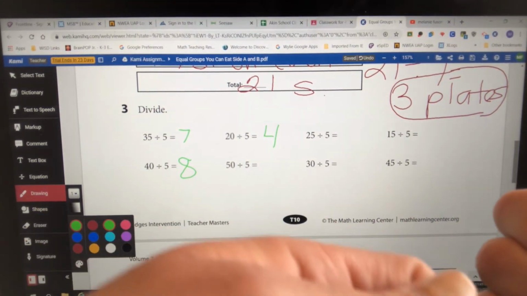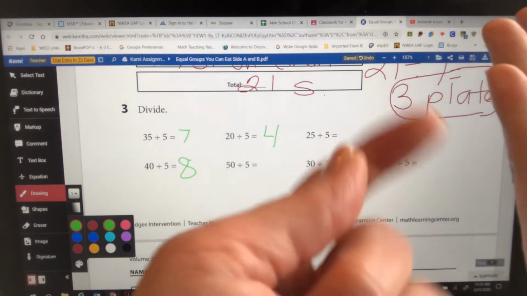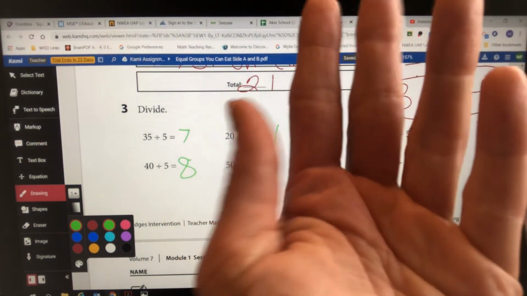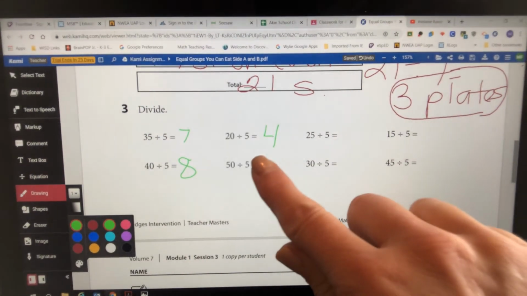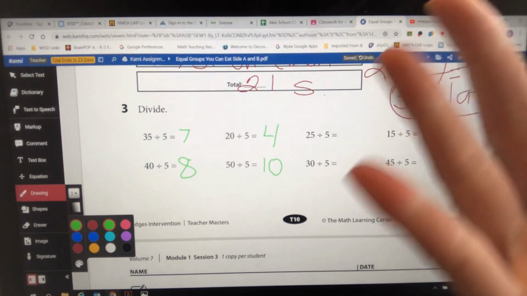Ooh, let's do 50. 5, 10, 15, 20, 25, 30, 35, 40, 45, 50. Wow, all 10 fingers. All right, 4 more. You're doing great. 25 divided by 5. 5, 10, 15, 20, 25.